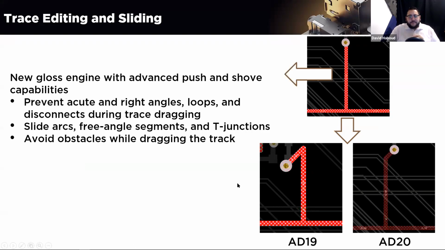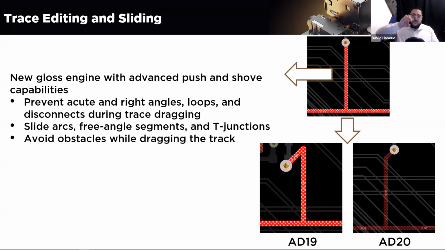Trace editing and sliding. I'm sure a lot of you have tried to move a T-junction before. As I mentioned, the glossing engine has been improved greatly. So now when you move things around, it's no longer going to disconnect different traces. You see here in 19, when I tried to move this T-junction, it made this little acute angle. It's not going to make these acute angles anymore, preventing acute angles, preventing loops, and also, like I said, disconnects.